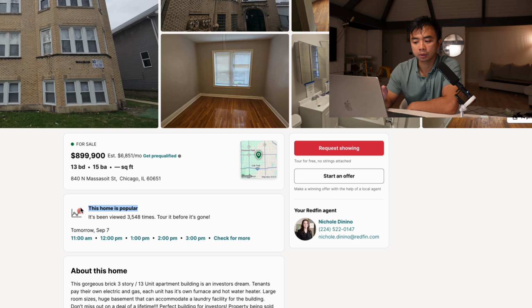So for this property right here at 840 North Massanet, this is actually a really good buy. And if you look at it, this is a very popular home.